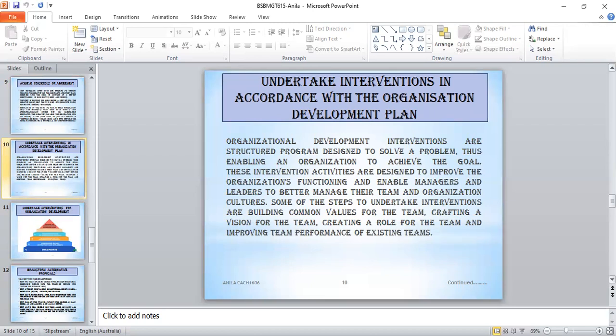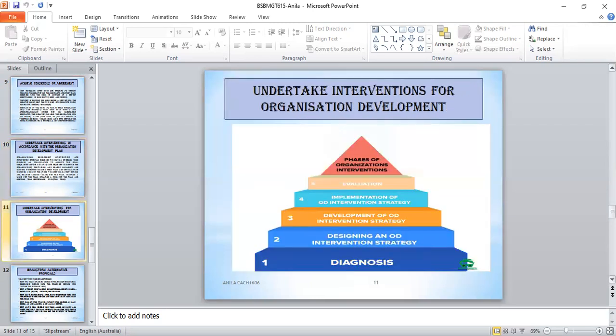and organization culture. Some of the steps to undertake interventions are building common values for the team, crafting a vision for the team, creating a role for the team, and improving team performance of existing teams. We can undertake an intervention for organizational development with a few of the phases given below.